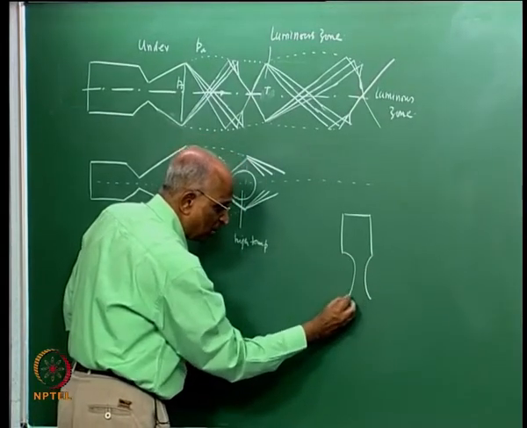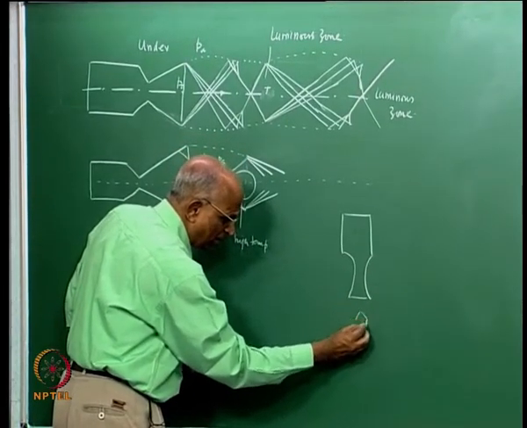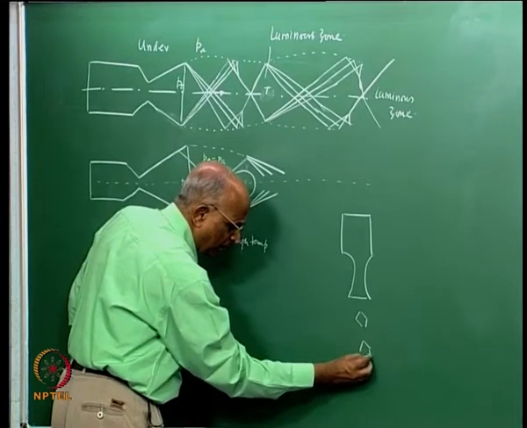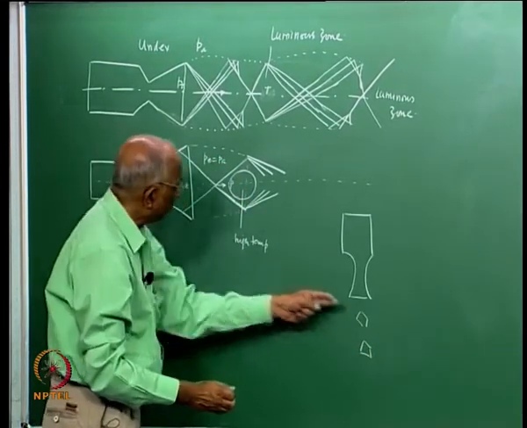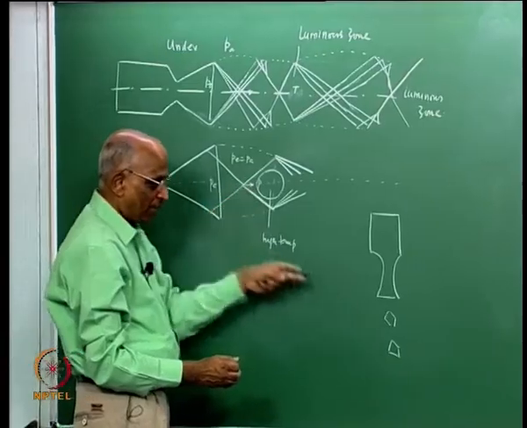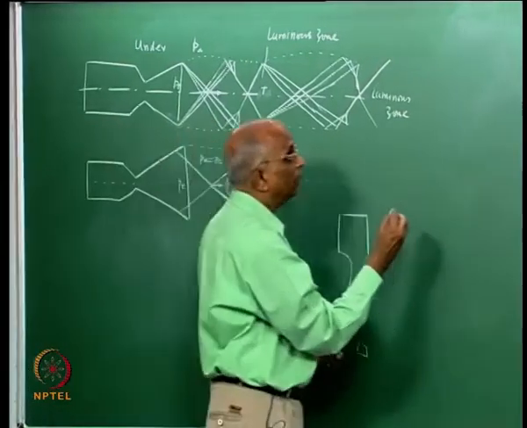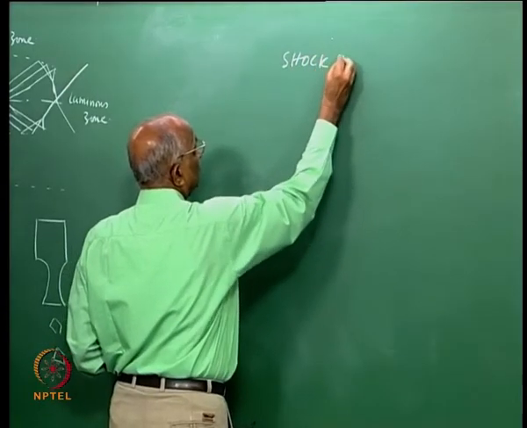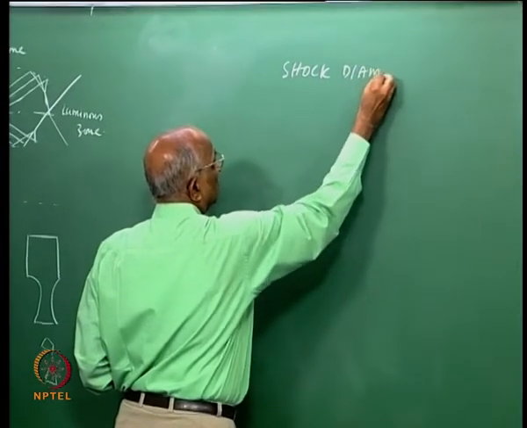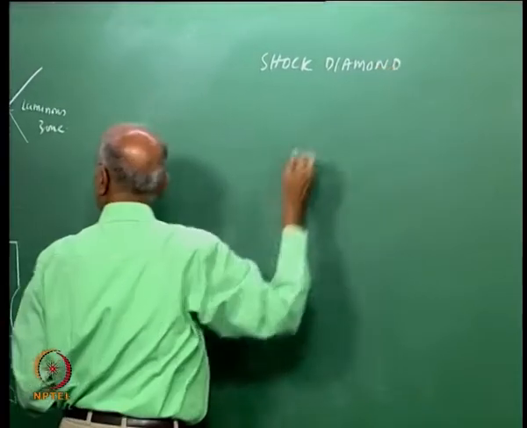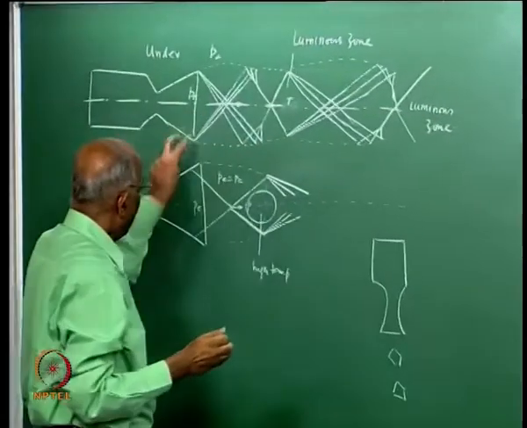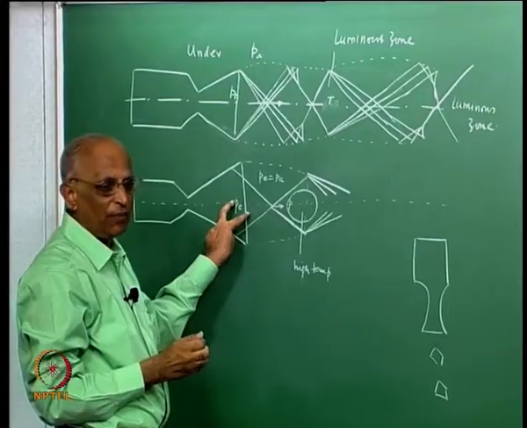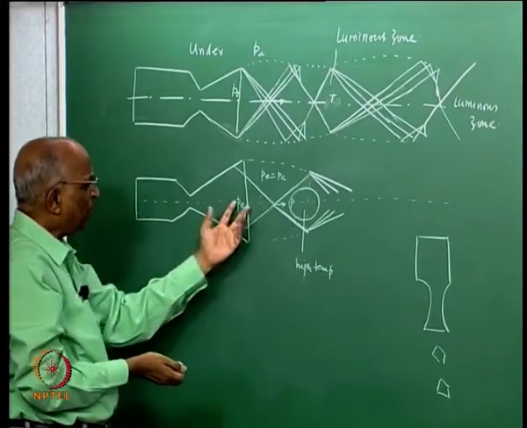If the expansion is not there, maybe I should get some bright spots, and these bright spots are due to the shock wave, and these are known as shock diamonds. I get this both for the underexpanded flow as well as the overexpanded flow. The only thing is that there is a phase difference.